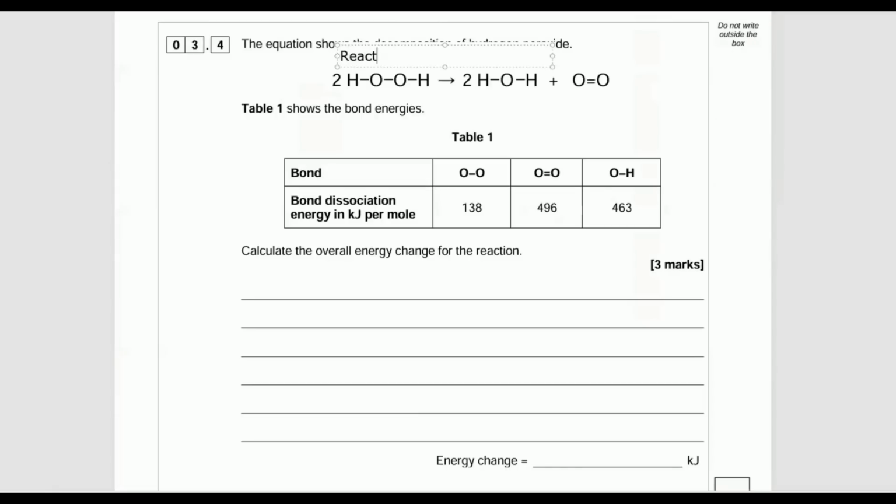Essentially, you want to write reactants. Where you see the arrow, put a minus sign, a little takeaway sign, and then on the other side you write products and then equals the energy change.